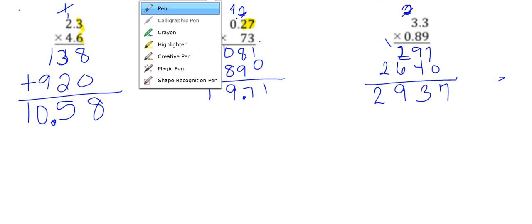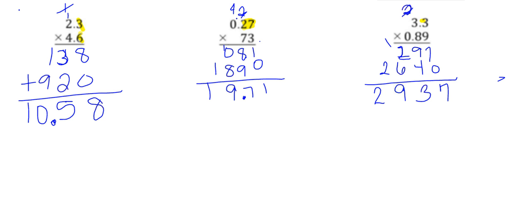Now this one, it's a little bit different. I have 1, 2, 3 numbers to the right of the decimal. So that means I'm going to have 3 numbers to the right of the decimal. So my answer would be 2.9.